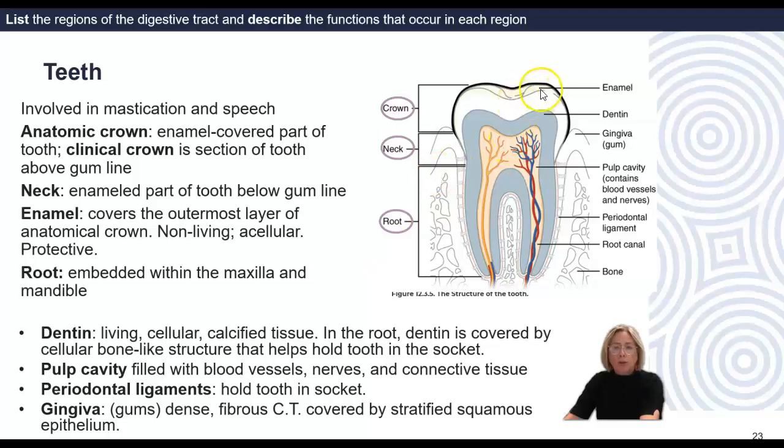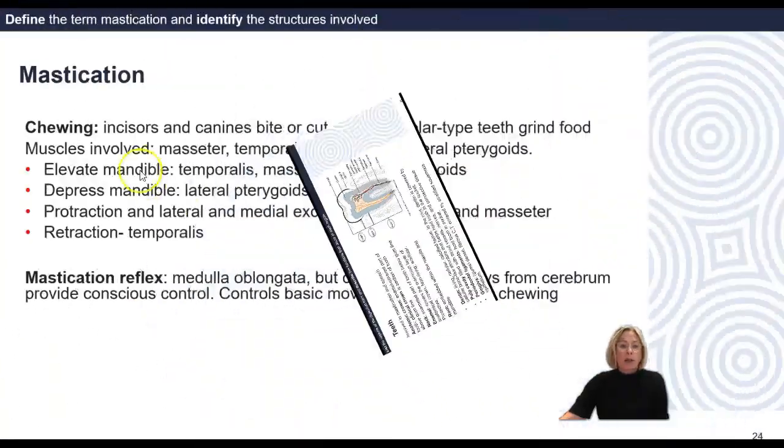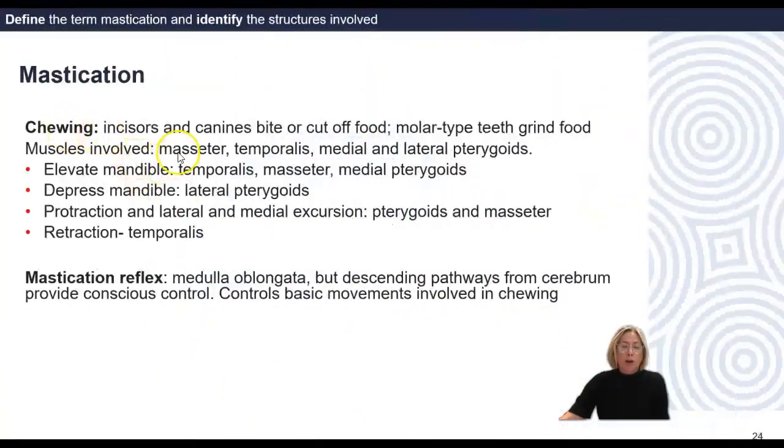Dental caries or tooth decay is caused by the breakdown of enamel by acids produced by bacteria on the surface of teeth. Mastication is a word for chewing, and it involves the incisors and the canines that bite or cut off food, and as I mentioned before, those molar type teeth that grind or gnash the food.